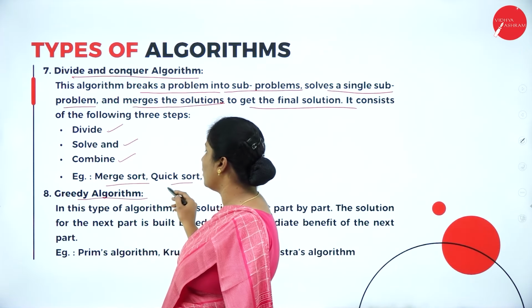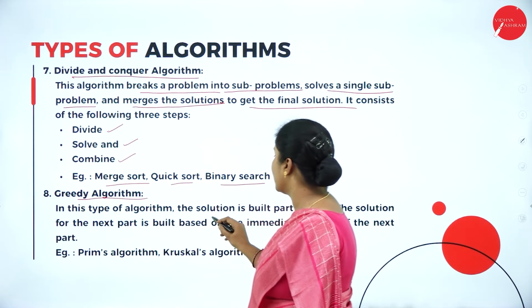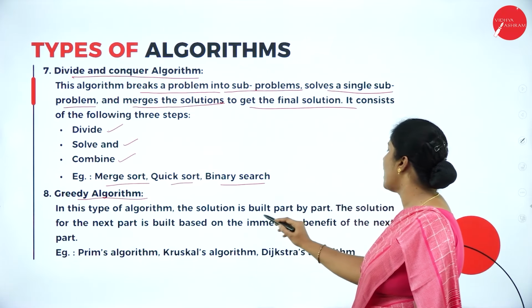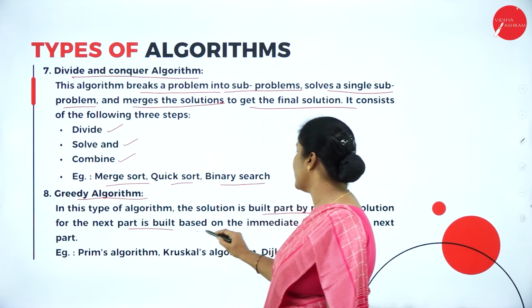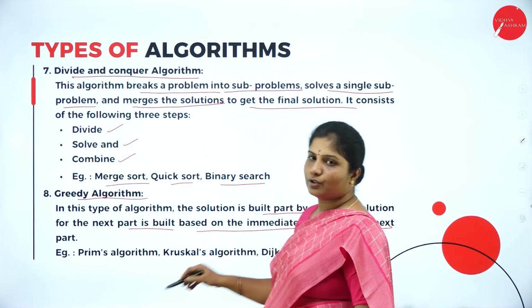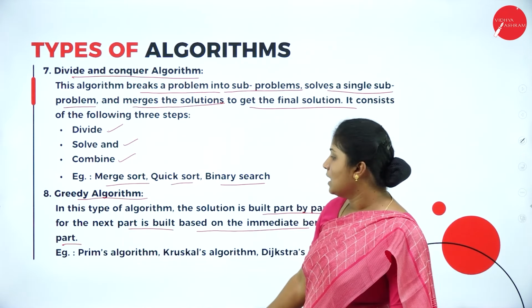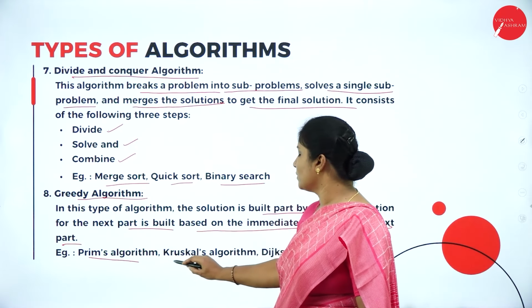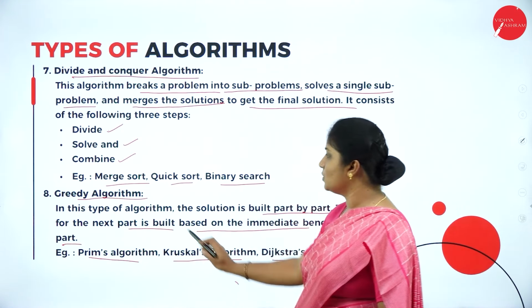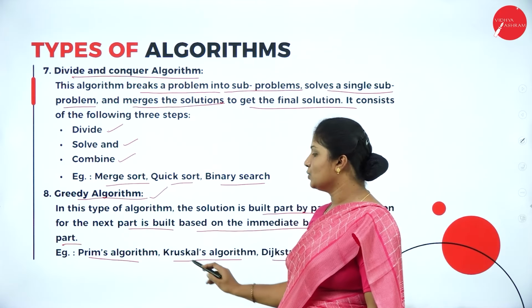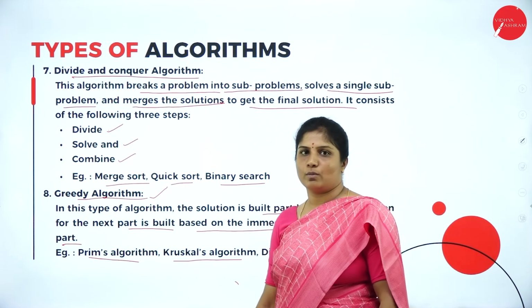Next, we have the greedy algorithm. In this type of algorithm, the solution is built part by part. The solution for the next part is built based on the immediate benefit of the next part. Examples are Prim's algorithm, Kruskal's, and Dijkstra's. These algorithms use the greedy technique to solve problems.